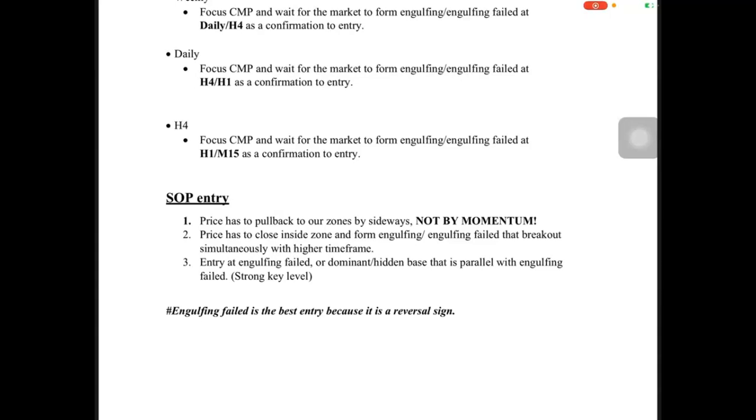Now the third thing is that we have to entry at engulfing fill. After our confirmation has been made, we entry at engulfing fill or dominant or hidden base that is parallel with engulfing fill. Why? Because that indicates a strong key level. Engulfing fill is the best entry because it is a reversal sign. For example, let's say you are going for a sell setup, when the market no longer respects your engulfing buy, when it breaks and results in an engulfing fail, of course price will pull back to the same zone and go for a counter sell.